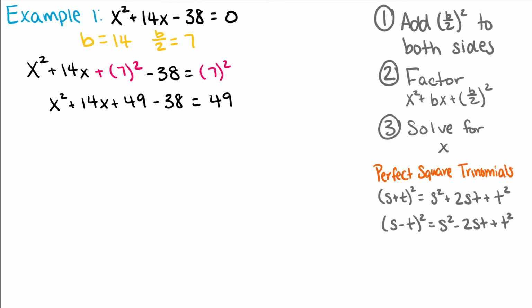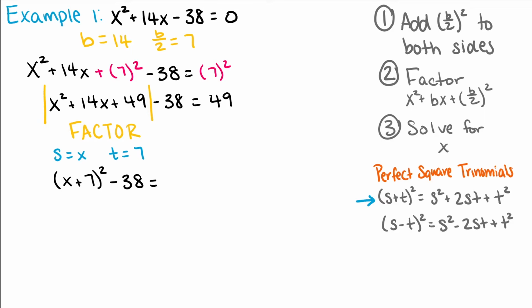We do not want to combine any like terms at this step. What we want to do is take our x squared plus 14x plus 49 and factor this trinomial. In this case, we have all positive numbers. So our s is x, our t is 7, and we will use the s plus t squared perfect square trinomial, which gives us x plus 7 squared minus 38 equals 49.